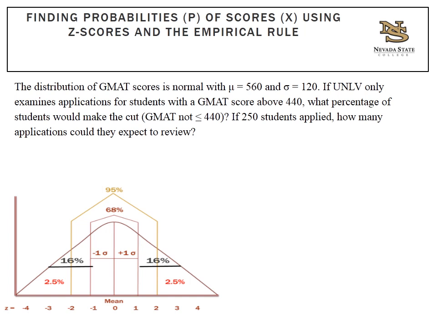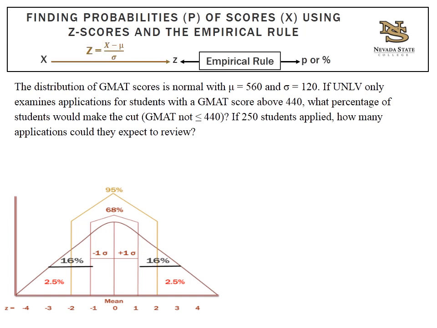All right, go ahead and take a second to read through this example. So in this example, we're going to use this formula again. We're going to take x, convert it into z, and then use that z-score to determine the probability. So first, we're going to determine the probability or proportion. Then we'll be able to figure out how many students. Okay, let's break this down.